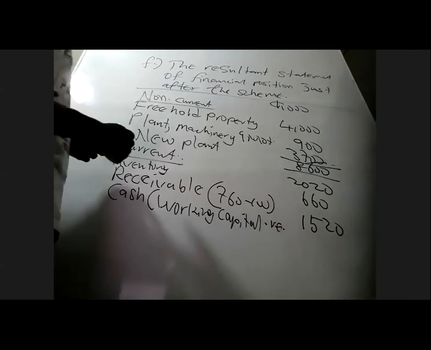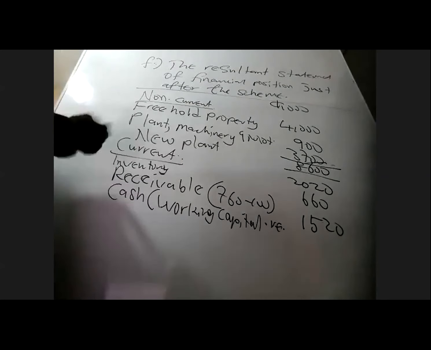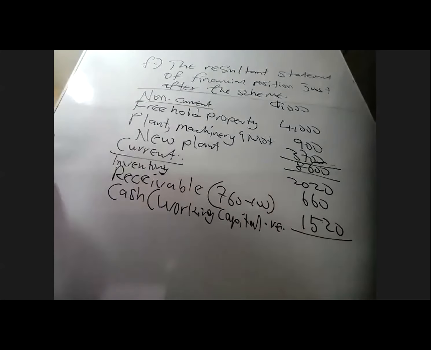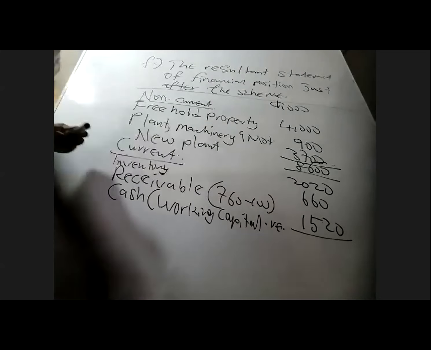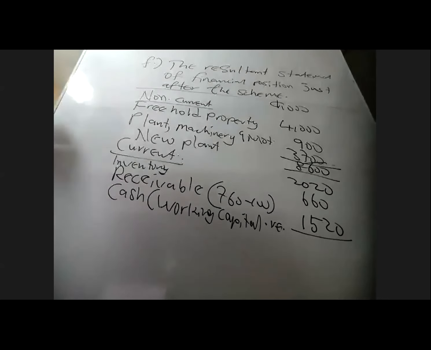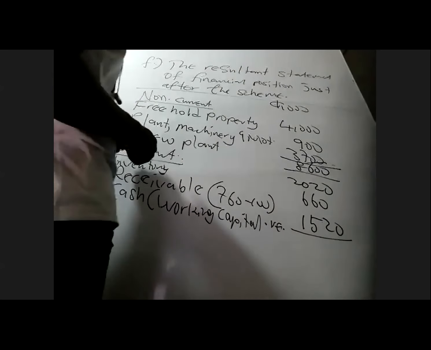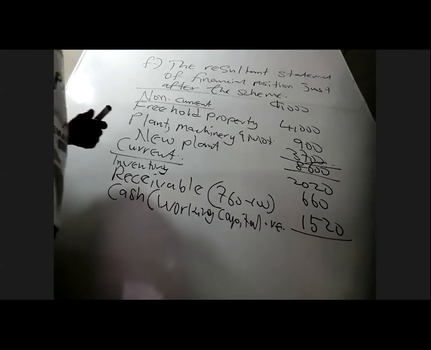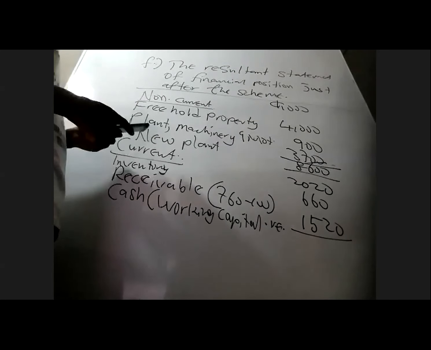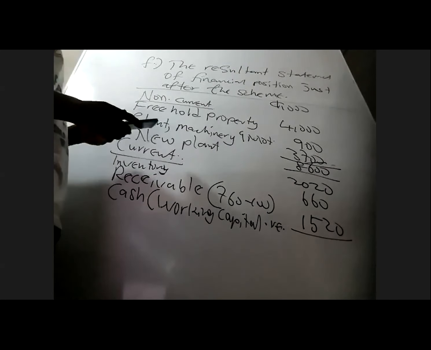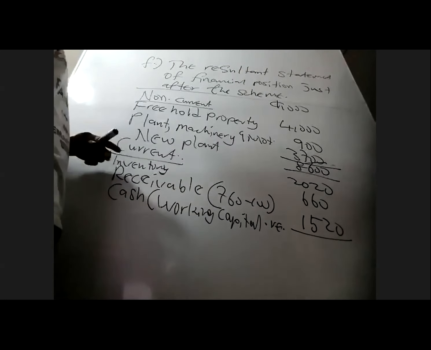Agreed. Good. Now let's put them together. So it was 1520. If you put all together, what do you get? It should be 4,200. So what do you get? 2020 plus 660 plus 1520. Good. That's 4,200. Perfect.